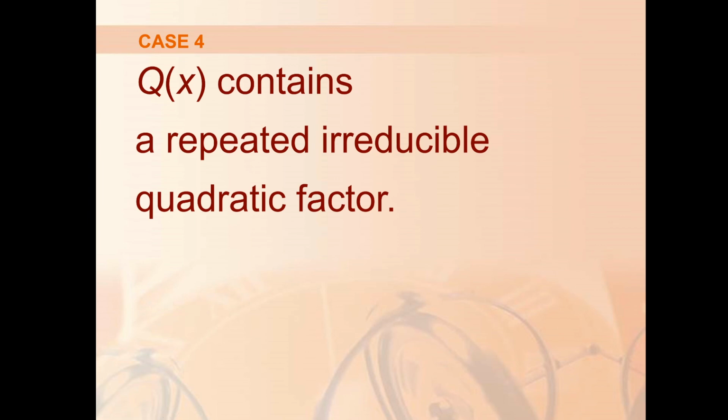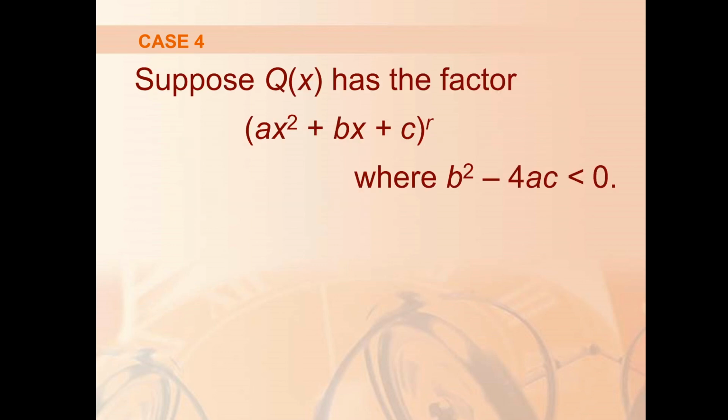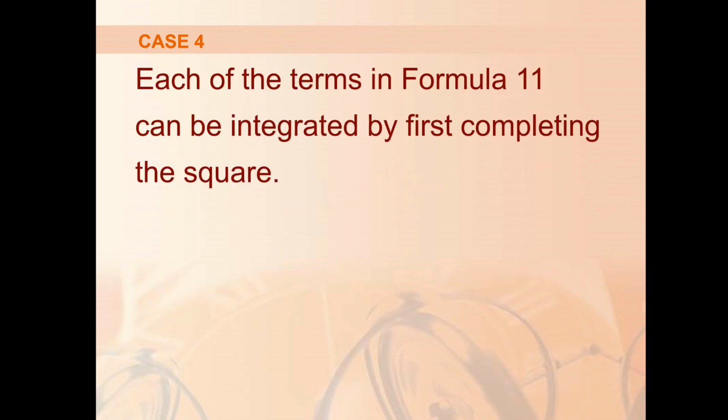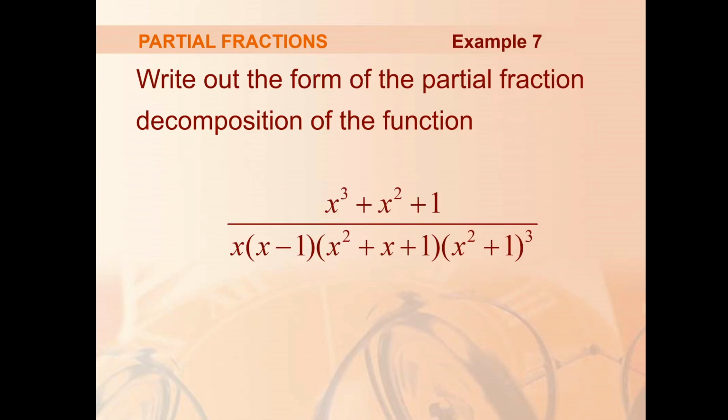And now case 4, which contains the repeating irreducible quadratic factor. Okay, so now let's look at one of the examples. Let's say we have something like this for the integrand. We started with the linear factor, then the quadratic factor, and then the quadratic factor with the repeating quadratic factor. So this one is a whole lot more complicated.